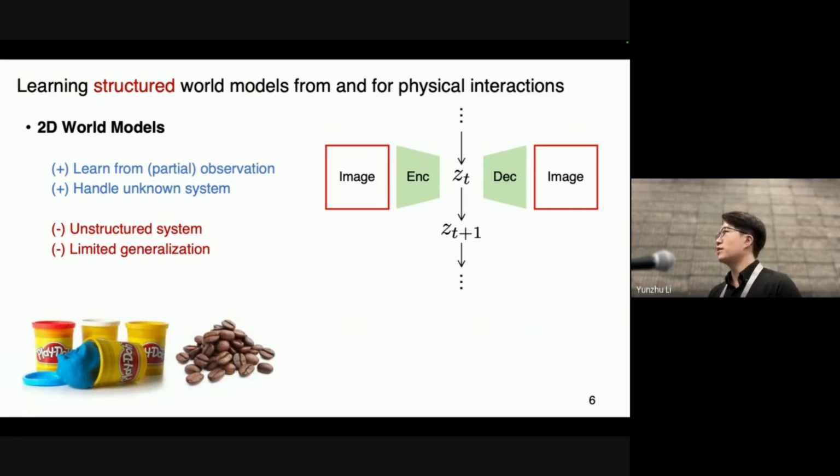For example, when humans look at Play-Doh or coffee beans, we are not thinking of them as just one single latent vector. We have some structured understanding of those objects for us to generalize to these objects.